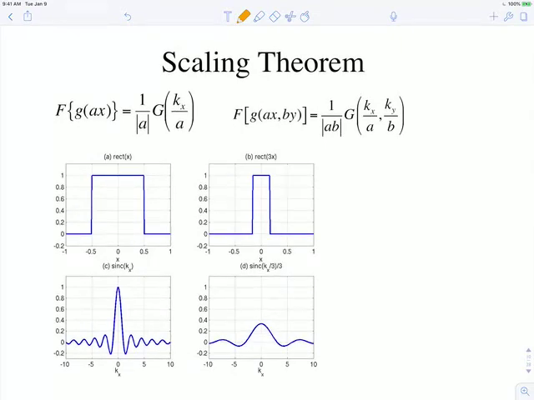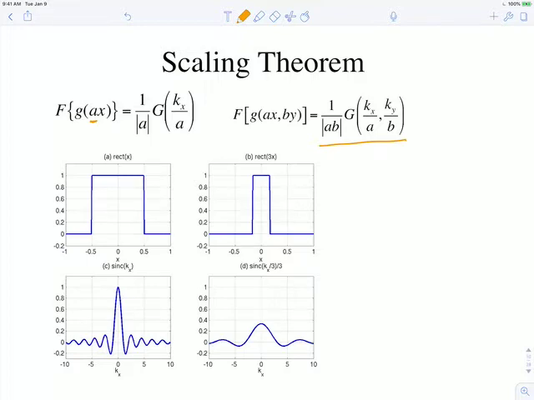Okay, a super useful theorem is the scaling theorem, which means if we take a function and we just scale its argument, say make a g of ax, then the Fourier transform is big G of kx over a, times 1 over the magnitude of a. And a similar thing applies in 2D. This comes up all the time because we're always starting off with a rect or sinc function and then scaling it to the dimensions that we want.